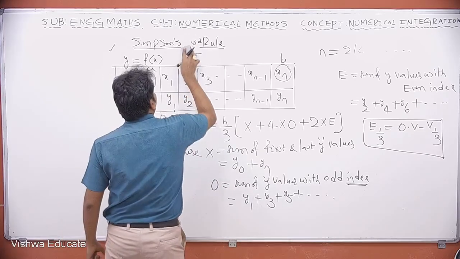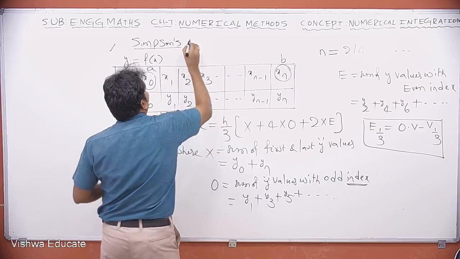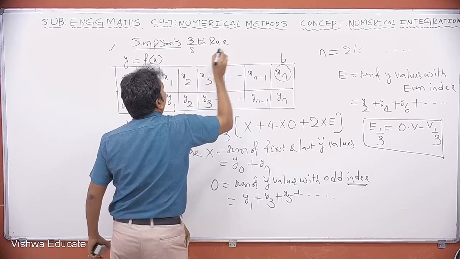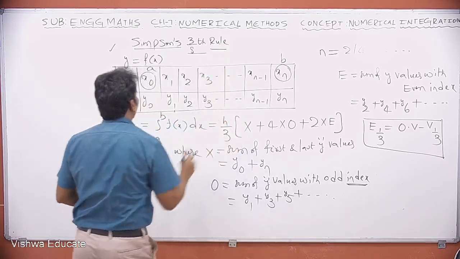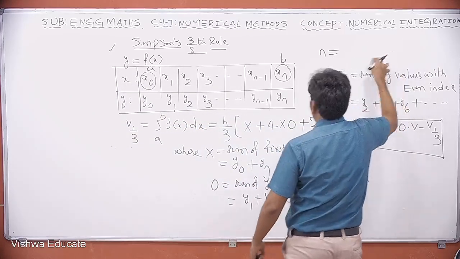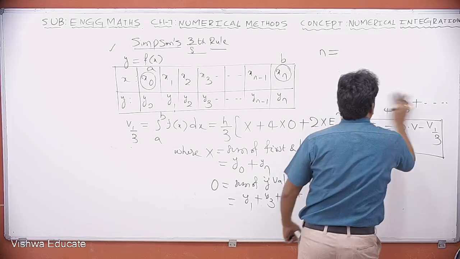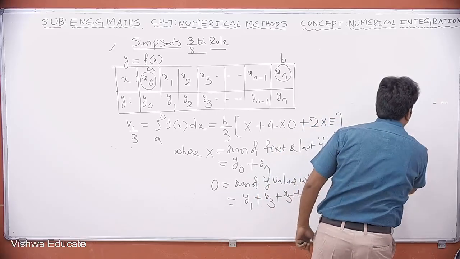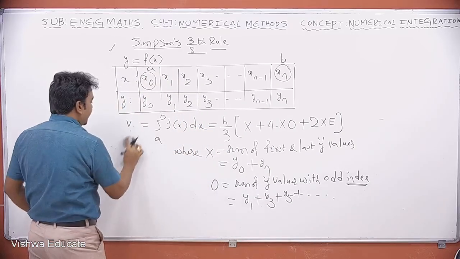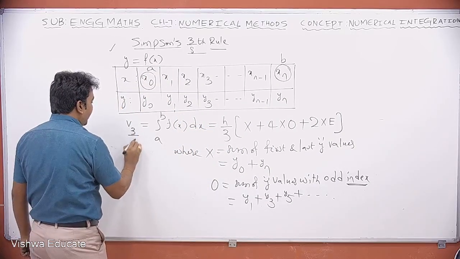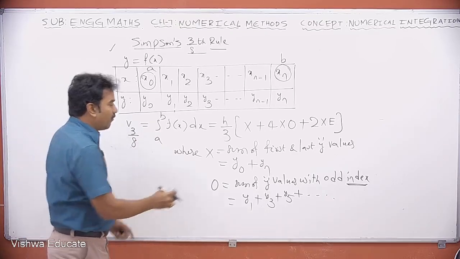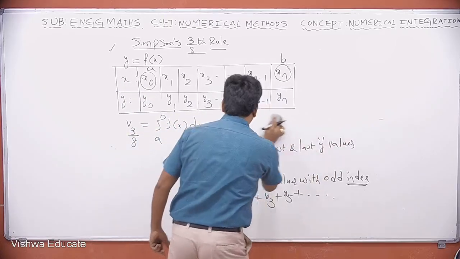Next, I will go for Simpson's 3/8 rule, the last iterative method to get the value of the integral a to b f of x dx. So we have a function y equal to f of x with this tabular form. Then the value of the integral using the 3/8 rule is represented by V3/8. This is the integral a to b f of x dx, and this will be modified like this.